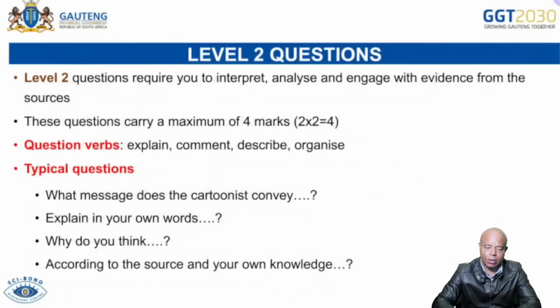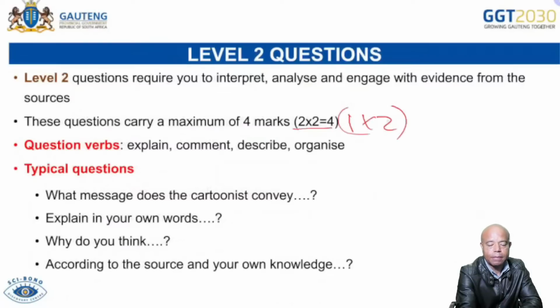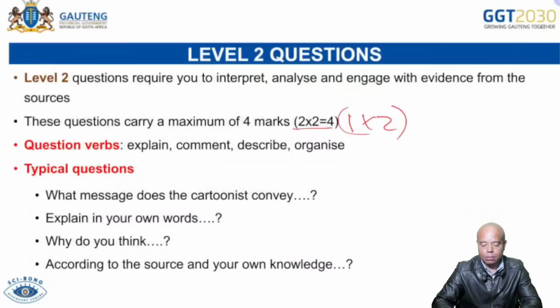What are level 2 questions? Remember now, level 2 questions enable you, or you must be able to interpret, analyze, and engage the evidence from the sources basically. The mark allocation there is normally 2 times 2, which is basically 4, or you will find it says 1 times 2 basically. And that's basically when it comes to the concepts. Now, please take note, the concept for level 1 always says in your own words. In your own words means from the dictionary.